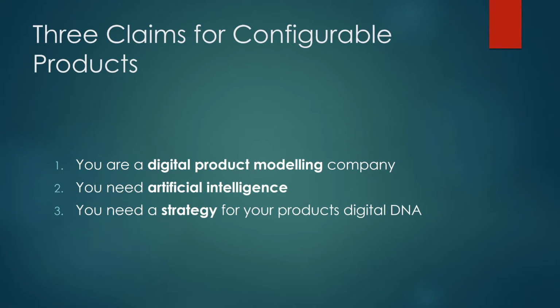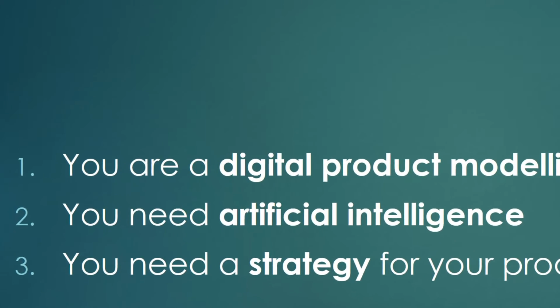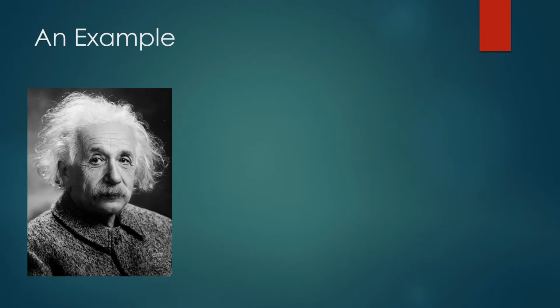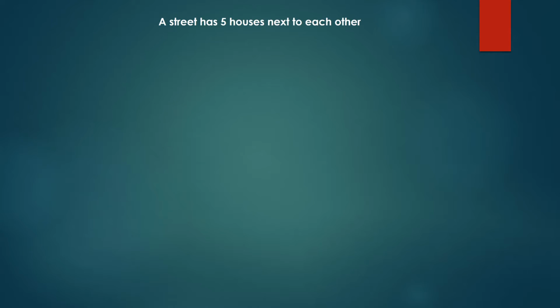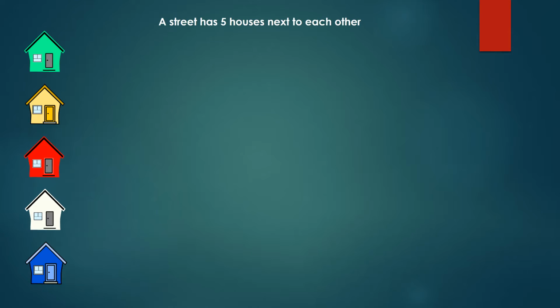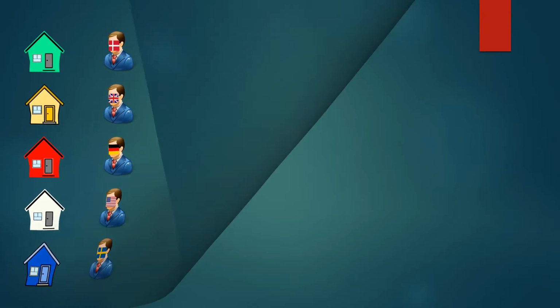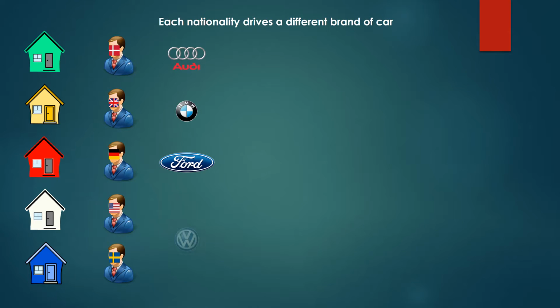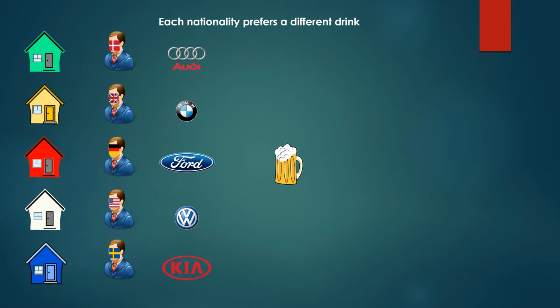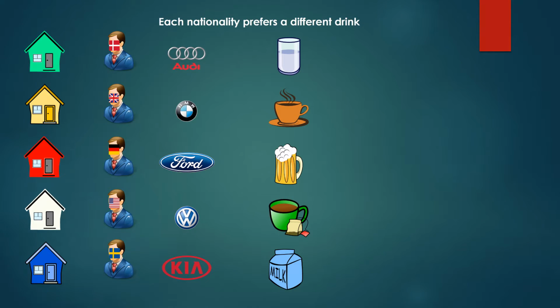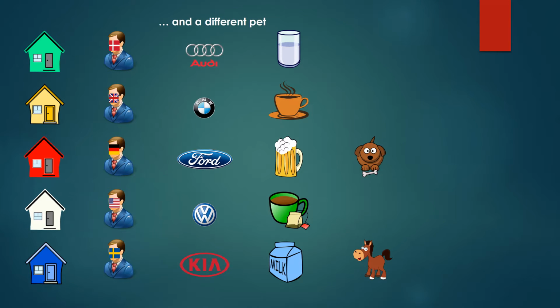So let's take a deeper look at the second of our 3 claims by trying to solve Einstein's riddle and figure out who owns the fish. And the riddle goes like this. There are 5 houses in a street, each with a different color. The owner of each house has a different nationality, and they drive a different brand of car. They also prefer different types of drinks: water, coffee, beer, tea, or milk. And they have different pets: a bird, a cat, a dog, a horse, and finally, a fish.